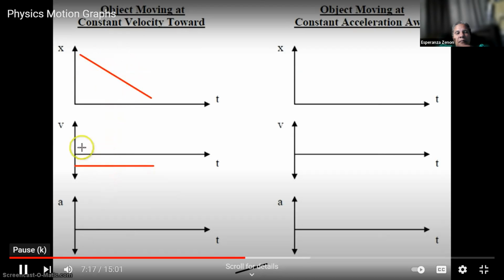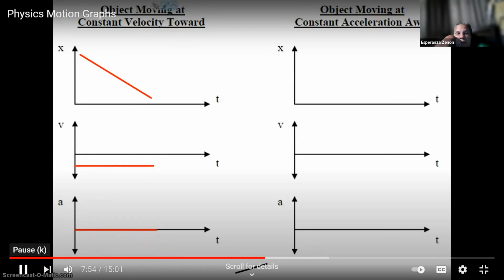So the first lesson we pick up here on VT graphs is that when your line is above the time axis for a VT graph, that means the object is moving away from the point of origin. And when the line is below the time axis, the object is moving toward the point of origin. Huge point for you to remember there. Our object is still not accelerating, so its A value is 0. So again, we have a horizontal line on the time axis at which A equals 0.